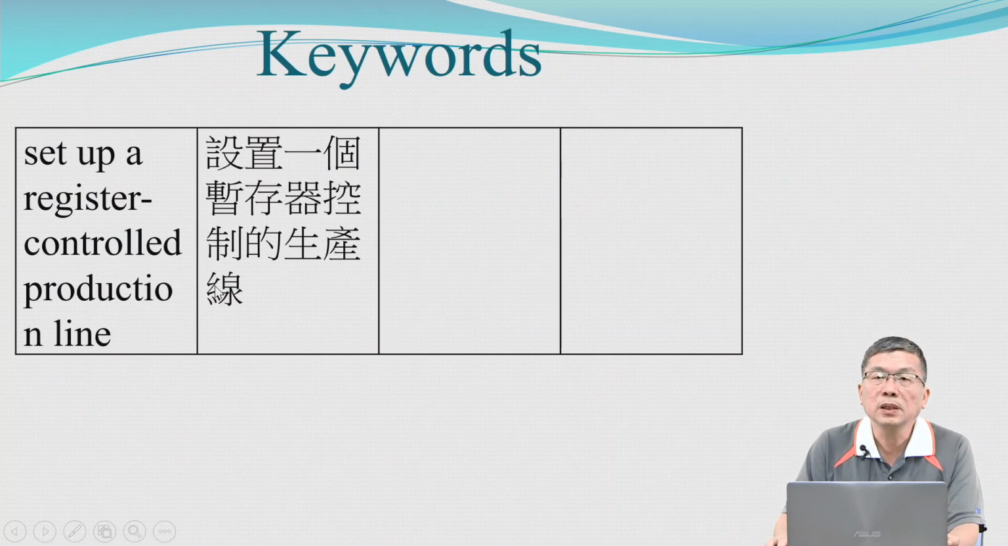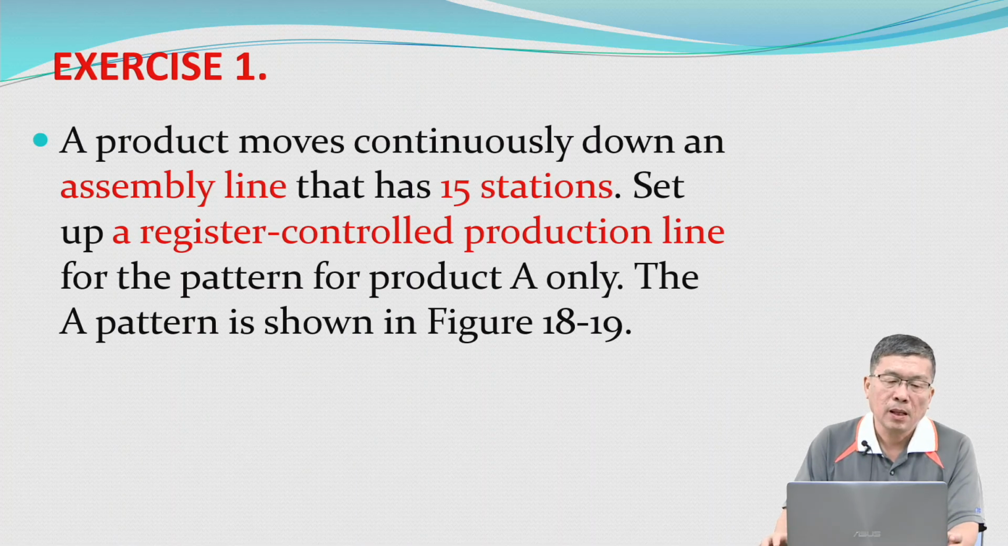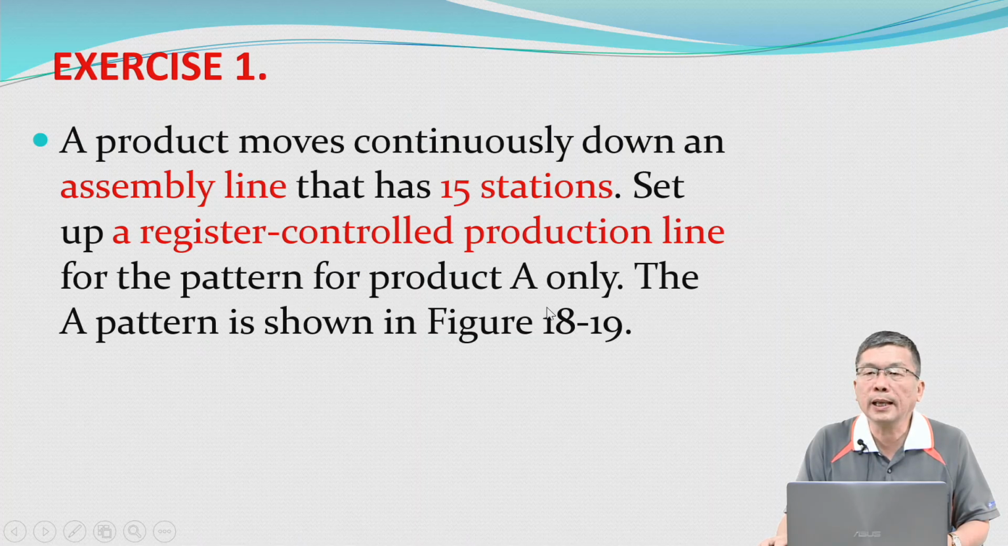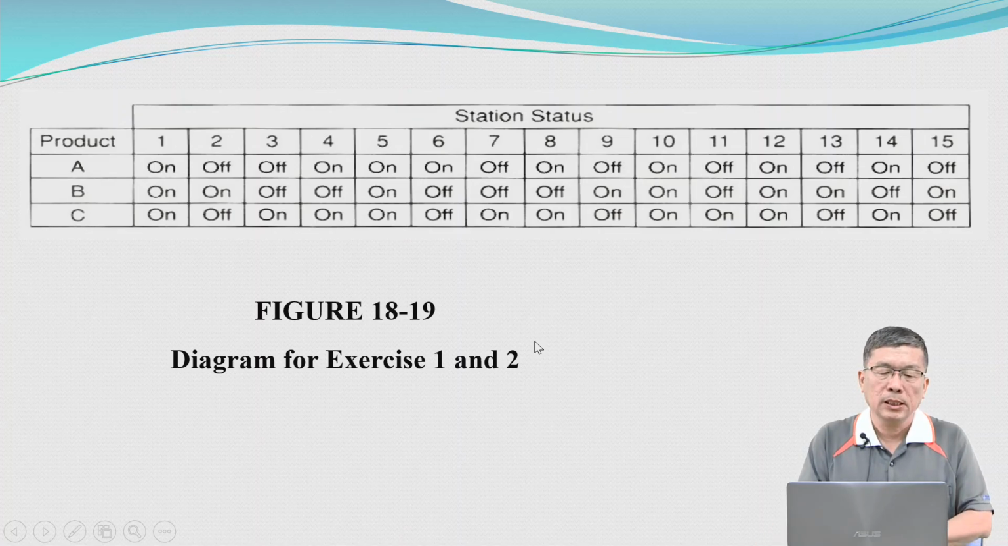Exercise 1. The keywords: set up a register control production line. Exercise 1. A product moves continuously down an assembly line that has 15 stations. Set up a register control production line for the pattern for product A only. The pattern is shown in figure 18.19. This picture shows the diagram for exercise 1 and 2.